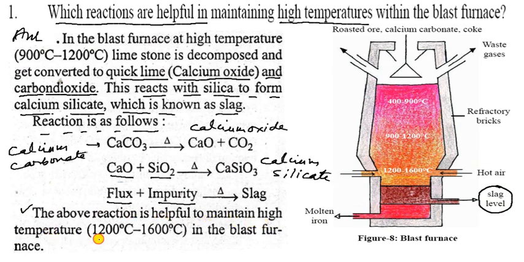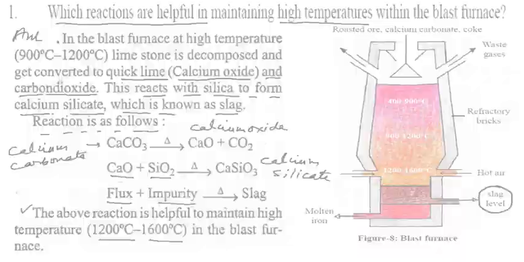So flux, impurity, it is called as flux. Flux plus impurity form the slag, and slag is going from here. It is the slag level. So impurities are removed from here.